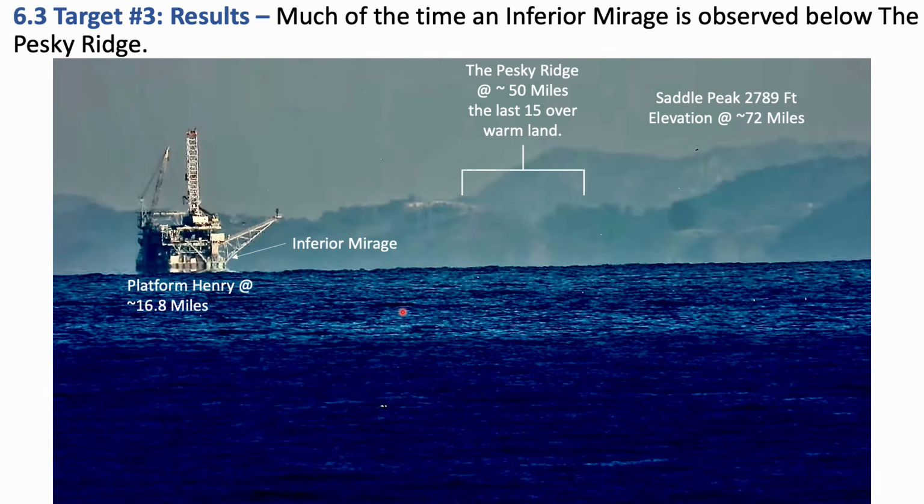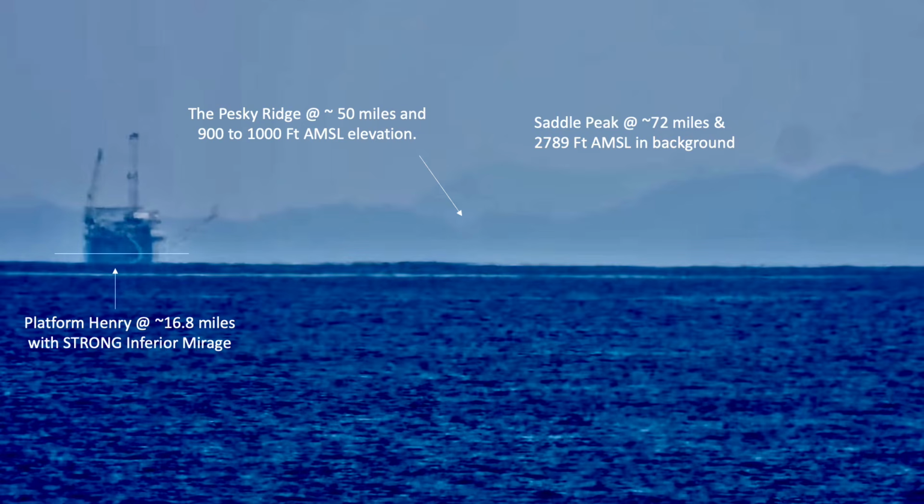Here's another example of an inferior mirage indicating upward refraction in the line of sight between my camera and the Pesky Ridge. You can see here the boom on Henry is starting to reflect down here above the waterline. And another example here of upward refraction or an inferior mirage in the line of sight between my camera and the Pesky Ridge. Here's Henry again with a very severe inferior mirage. You can see the rounding here, so that's being reflected down here.